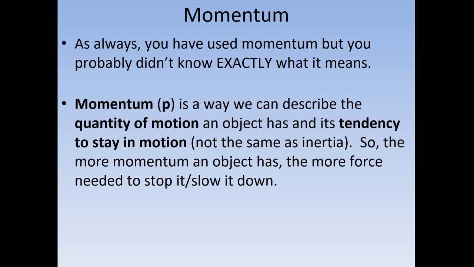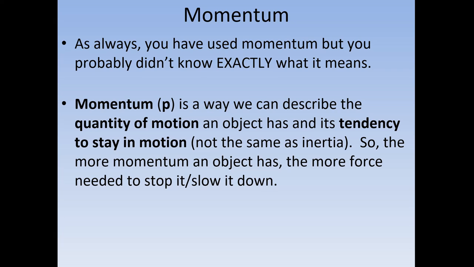The actual definition of momentum is that it's a quantity of motion that an object has, and it's related to its tendency to stay in motion. Now, first, I'll just note that the symbol for momentum is lowercase p. As far as why that is, not too sure. Most likely because the letter m is already used for mass, and that kind of has a play in momentum, and it'd be very confusing.